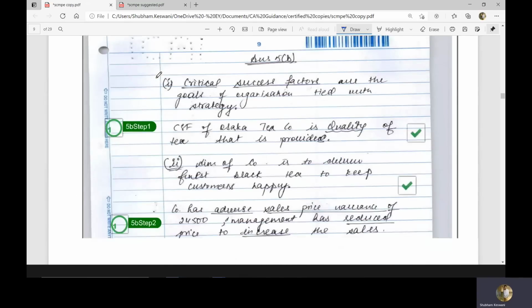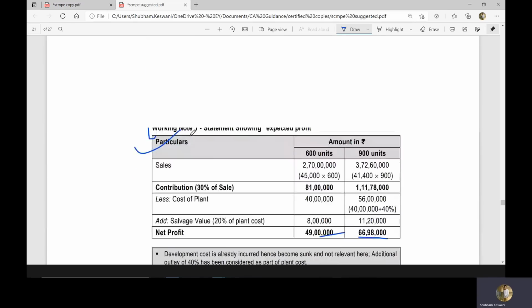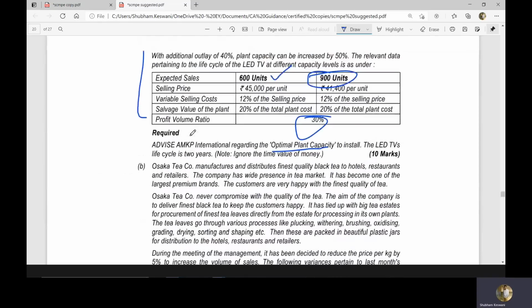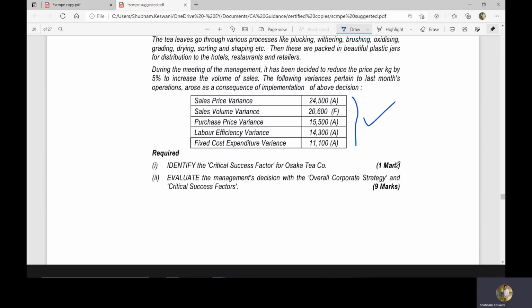Okay, now talking about answer 5b. Again, 5b was a repeat question, basically a similar question was there in the study material. So in this question, I'll just give you a brief about it. There's a company which is producing tea, it is a premium brand, and it's providing the finest quality of tea, and we are giving various variances. We have to interpret it.